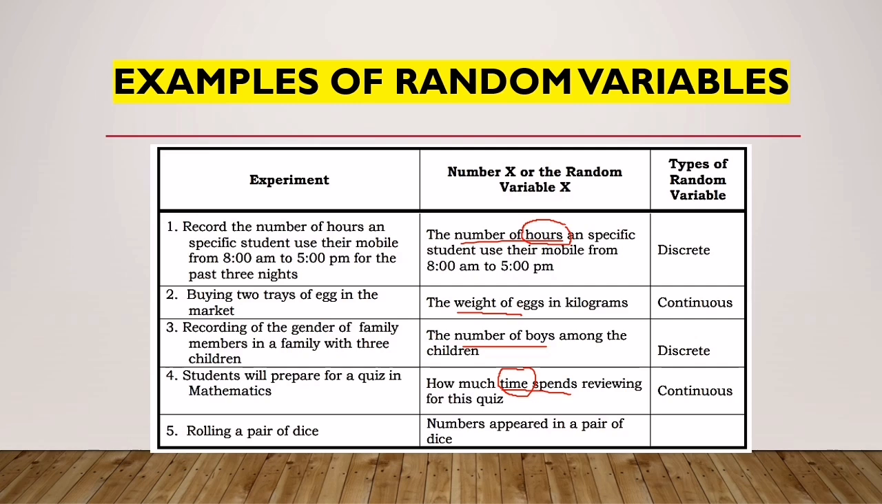So this is continuous. Next, rolling a pair of dice. The random variable is the numbers appearing in a pair of dice. Numbers. Correct. This is discrete. So I hope you all got the correct answers. If you did, I guess you're mastering this skill.